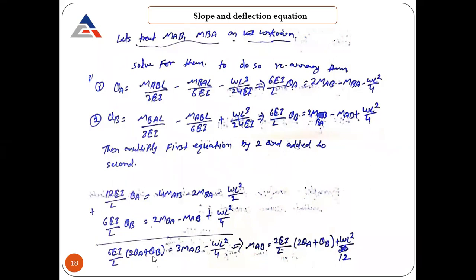So 2 theta A plus theta B, 3 from this minus them, 3 MAB minus W square by 4. MAB is equal to, 3 into 6 cancel out, that will be 2 EI by L, 2 theta A plus theta B plus, when you multiply it, you will get the value W square by 12. So this is the value of the slope deflection equation in case of a fixed beam when a loading is acting. This is the complete equation.